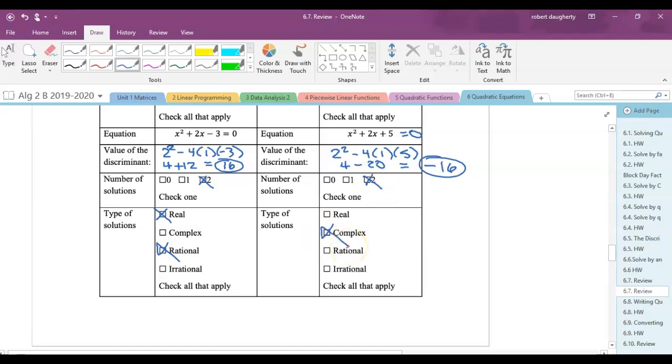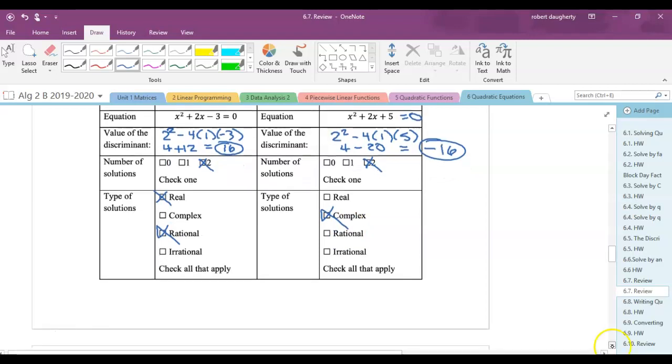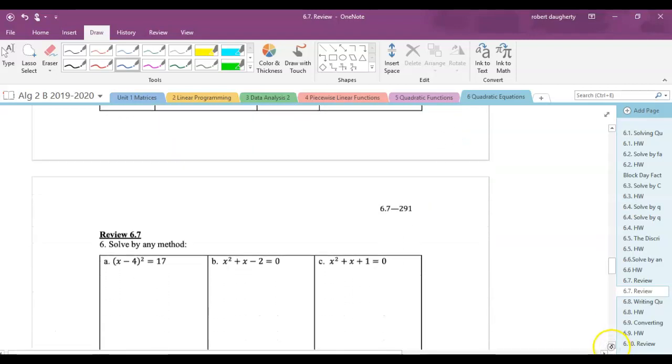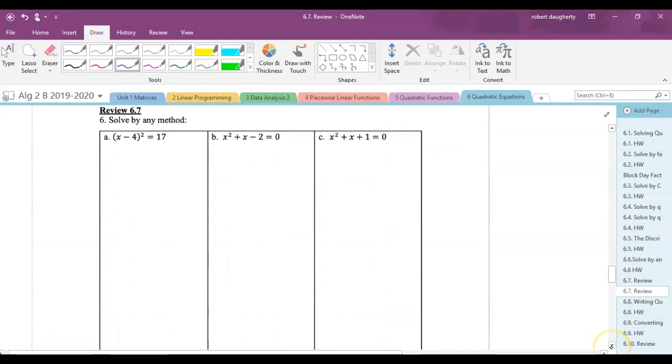And that is it. So this is where you really need to know what happens with the discriminant, either having memorized it or better yet, just be able to reason through what the quadratic formula does, okay? Solve by any method, okay?